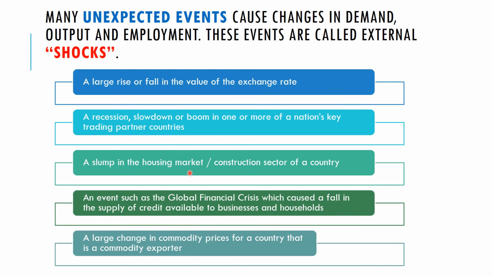A slump in the housing market might have the same effect in terms of consumption. A recession in a trading partner, another country that buys a lot of your exports, again might have a sudden impact on the level of exports and so cause a reduction in aggregate demand. So we describe a sudden large impact on aggregate demand as a shock.